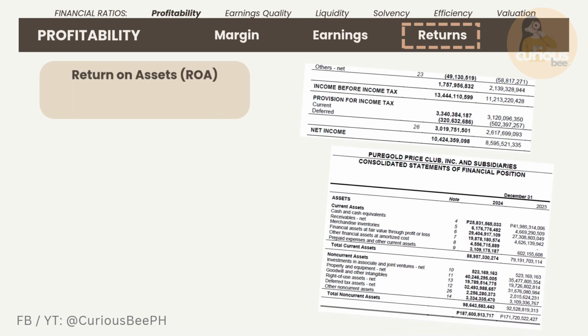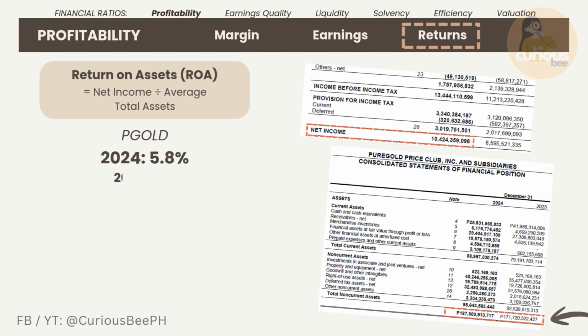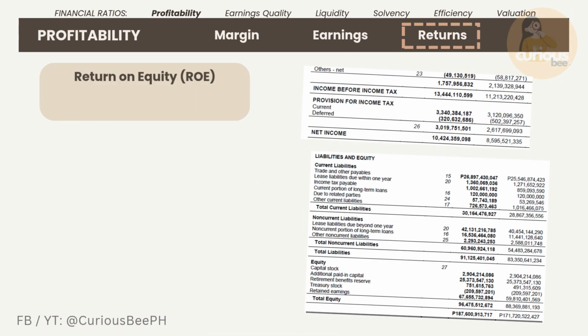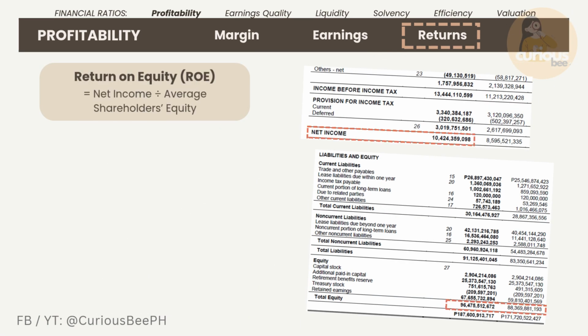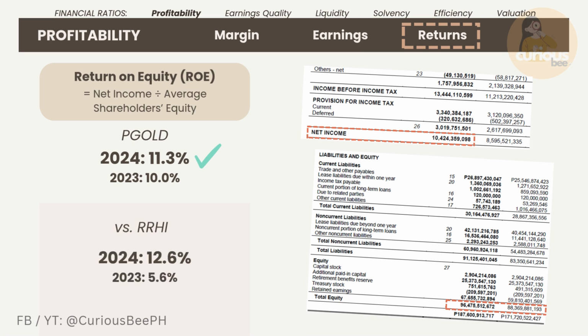Let's compute. The formula for return on assets is net income divided by average total assets, which is the simple average between the current year's total assets and the previous year's total assets. Our sample company's 2024 ROA is 5.8%, at par with the general benchmark, so this is good. But its peer's ROA is 6.3%, so by comparison, the peer has better asset returns. The formula for return on equity is net income divided by average shareholders' equity. This brings the company's ROE to 11.3%, still good by general benchmark, but its peer's ROE is at 12.6%. So in comparison, the peer, again, has better returns.